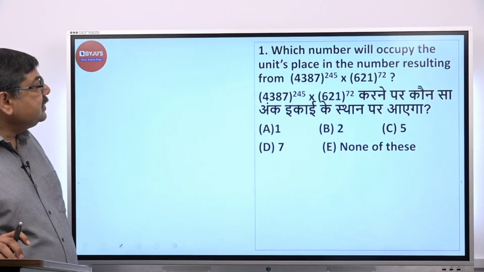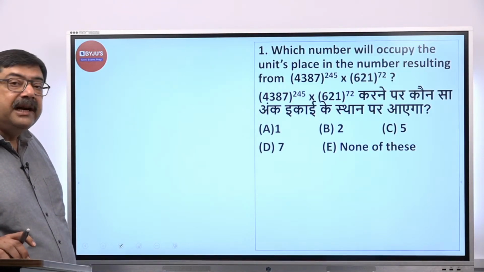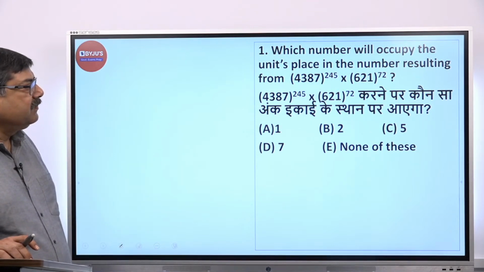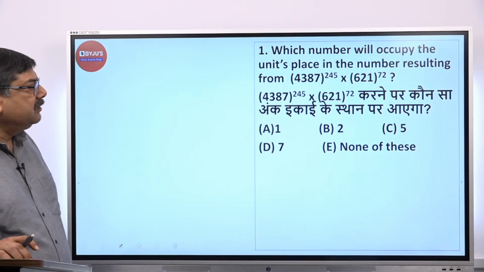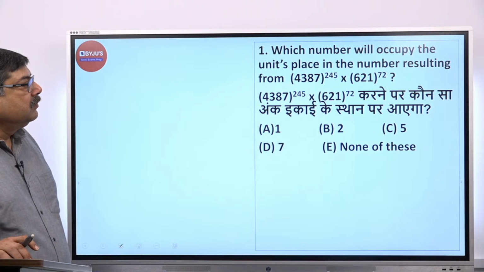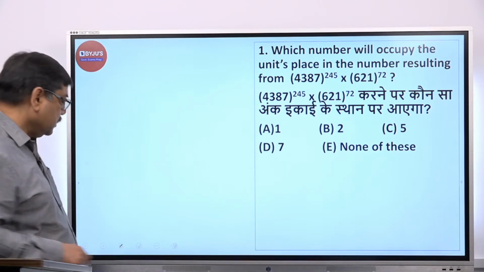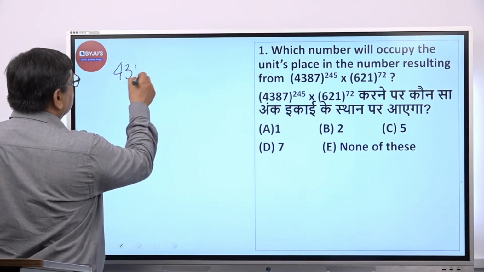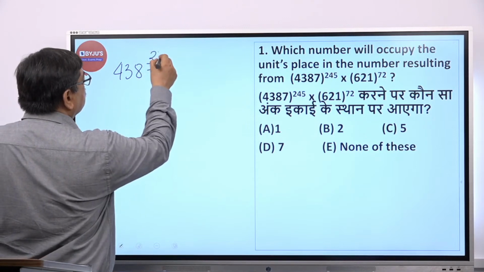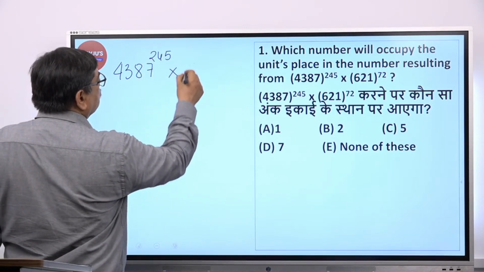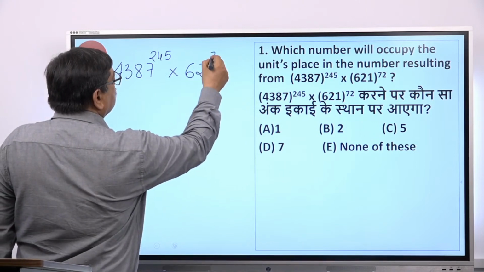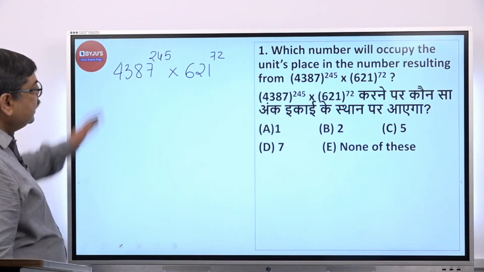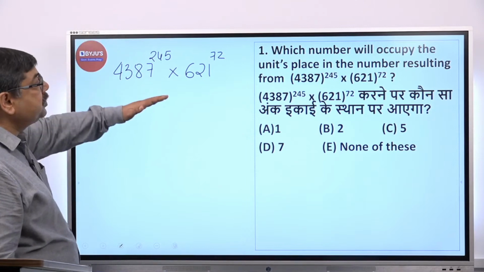Now let us see if you can solve this question. Please try it out. I'll give you some 10 seconds, more than enough actually. Nothing is to be done here. All right. See, it is 4387 raised to 245 into 621 raised to 72.